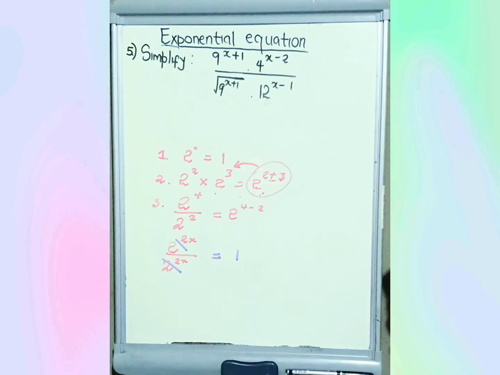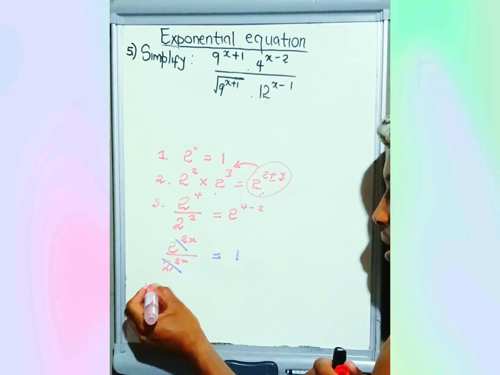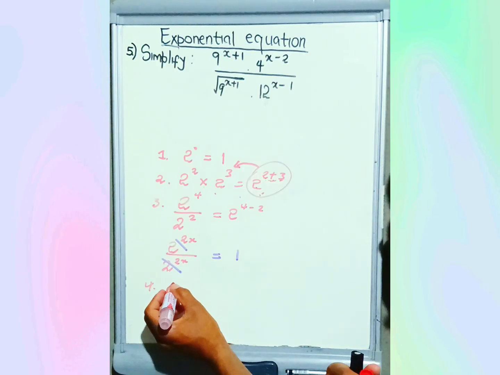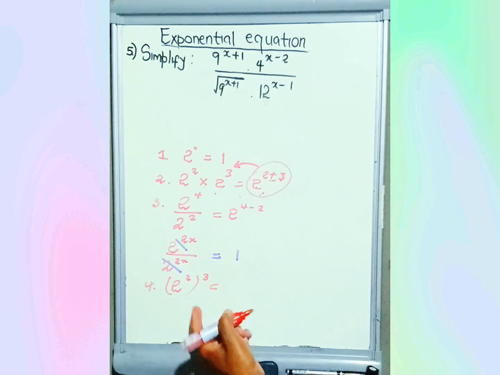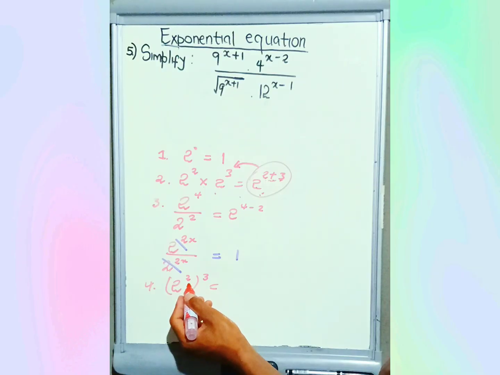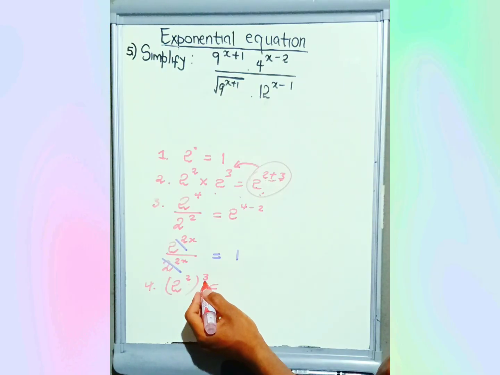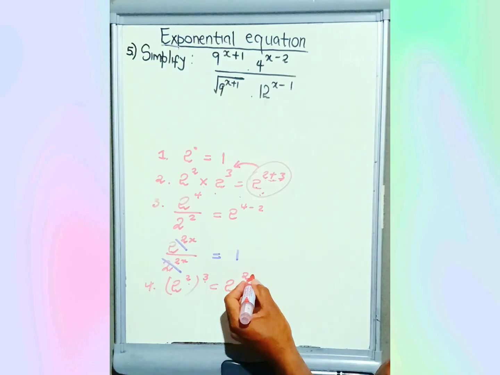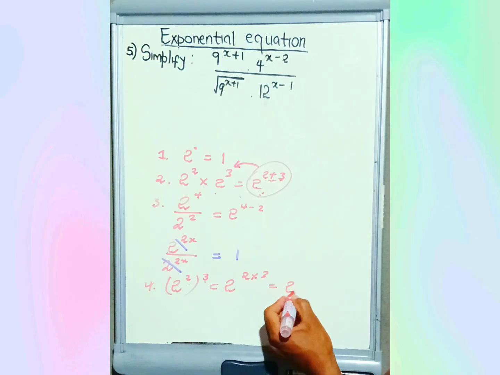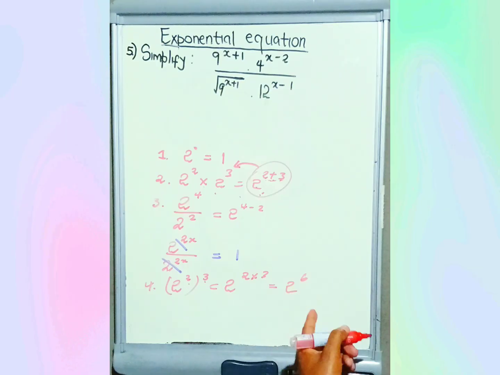Then the last rule is the power rule. Very important, this one. If we have the base and an exponent, and another exponent on top, say we have 2 to the power 2 times 3, you multiply the exponents, and that gives us 2 raised to 6. We call this the power rule.